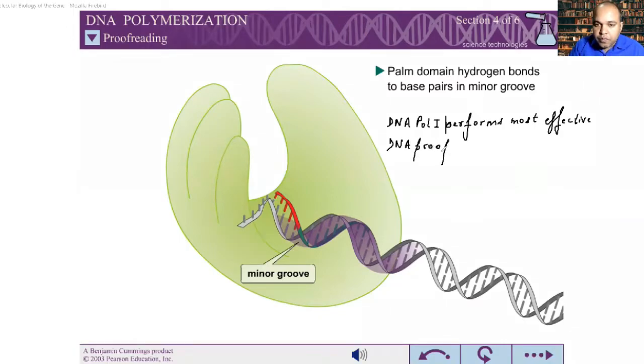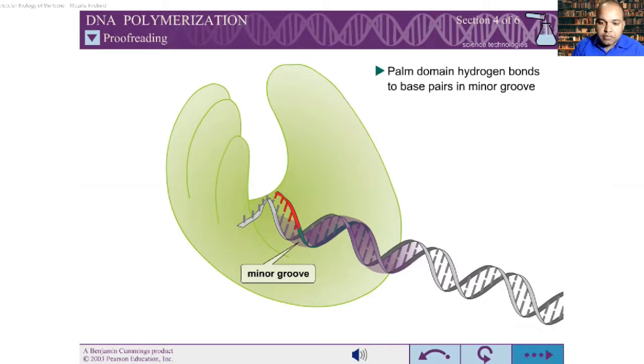So what is the proofreading that it performs? It performs the proofreading in both directions, 5' to 3' proofreading as well as 3' to 5' proofreading. These are the two different types of proofreading that are being performed by the DNA polymerase. DNA polymerase 1 दोनों ही तरीके की proofreading को perform यहाँ पर करता है.